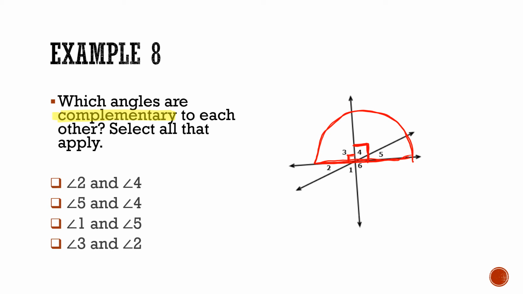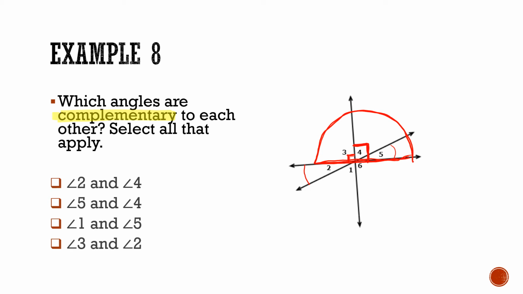Now we know that angle 2 and angle 5 are both vertical angles because they're across from each other sharing that vertex. So whatever the measure of angle 5 is also the measure of angle 2, or vice versa. So let's just start with our first answer choice. We have angle 2 and angle 4.